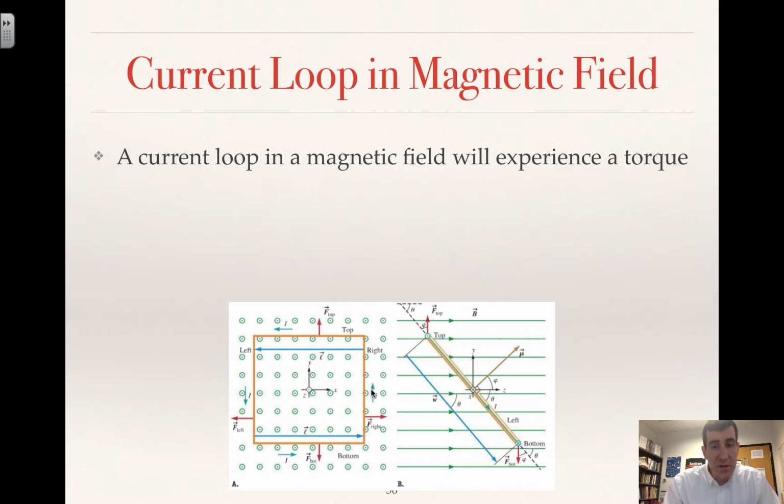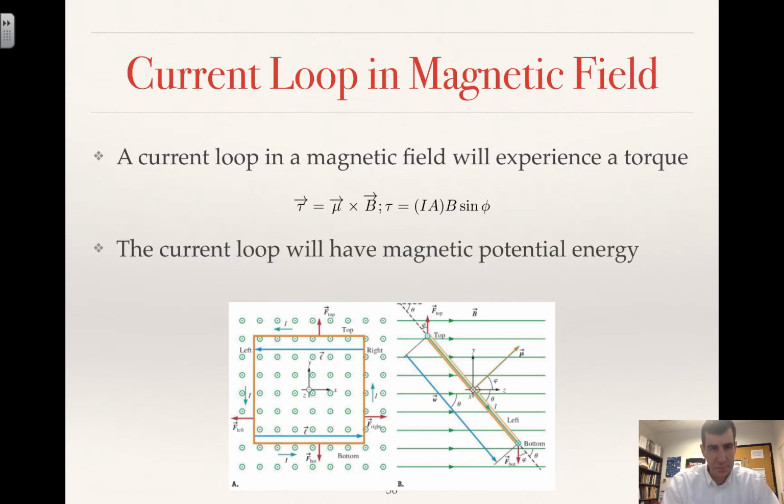However, it still is going to experience a torque. On the right here is now a top view. You're looking down at the top of this current loop. There's going to be a force on the bottom part pointing down, and a force on the top part pointing up. If you pull in those directions, it's going to cause your current loop to rotate. So it experiences a torque, and if you work it out, the torque on our current loop is equal to the magnetic moment, mu, cross product with the magnetic field B. Or the magnitude of the torque is I times A, which is the magnetic moment, times B times the sine of the angle in between them.